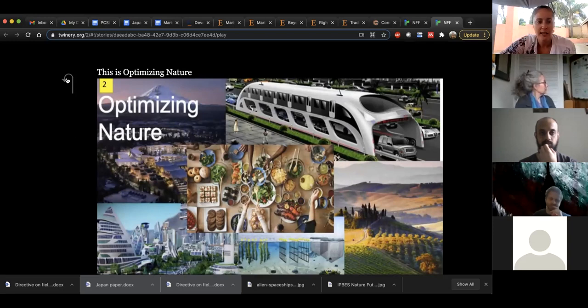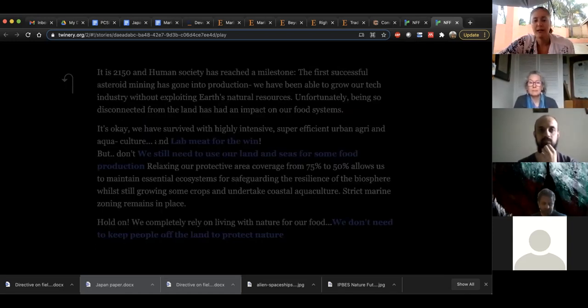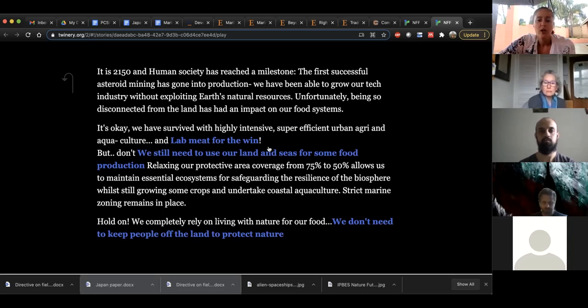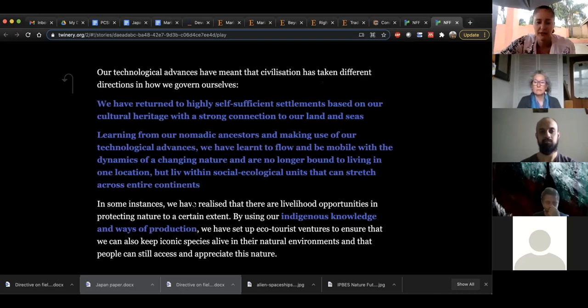If you were spacing for nature, you then have 2150, and this is because we needed to do some asteroid mining for this to work. So we've been able to grow our tech industry without exploiting Earth's natural resources, but being so disconnected from the land has impacted our food systems. So we either have lab meat for the win, we need to use some of our land and seas for food production, or, hold on a second, we actually don't need to keep people off the land. And that brings you back to some of the cultural ones.